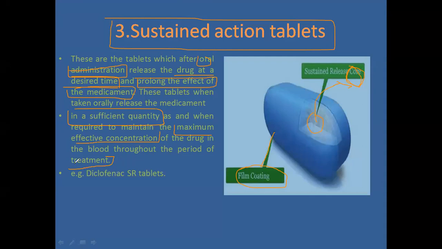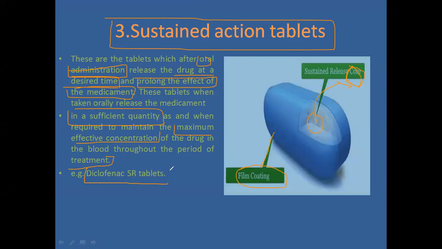Now suppose you have certain drugs which have to be taken 3 to 4 times in a day because they have a lower biological half life, that is, the T half is less. So in case of taking 3 or 4 doses in a day, it is better to take a sustained release tablet. And the classical example for the sustained action tablets is the diclofenac sustained release tablet.